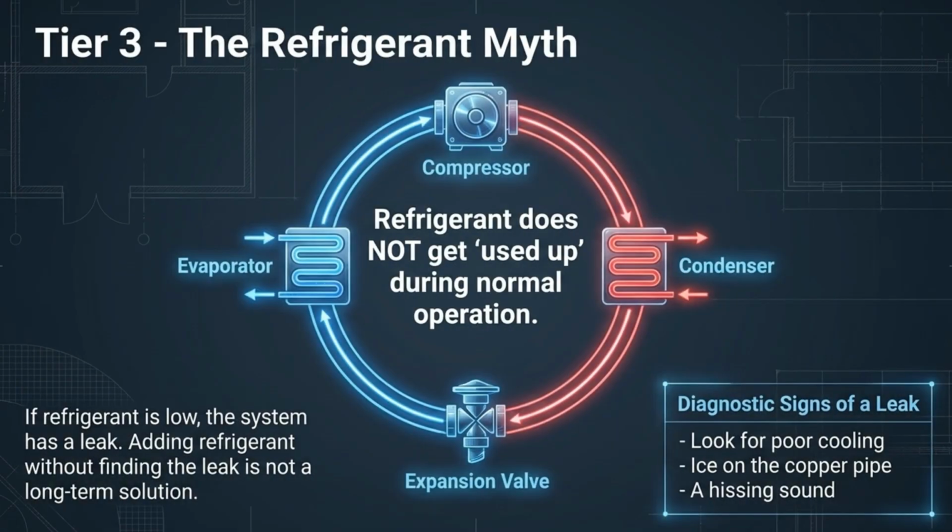Moving to Tier 3, let's address the refrigerant myth. It does not get used up. If your system is low, there is a leak. Simply adding more refrigerant is not a solution. Signs of a leak include poor cooling, icy pipes, and audible hissing sounds.